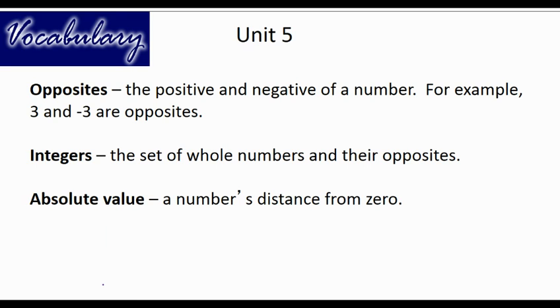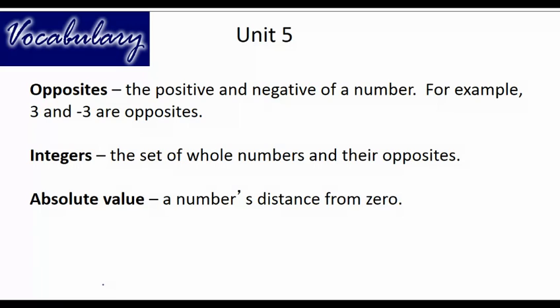Okay, so we're starting a new unit on negative numbers. We got a few vocabulary terms we're going to learn here. First is opposites. Opposites are the positive and negatives of a number. For example, 3 and negative 3 are opposites. So if I say, what is the opposite of 3, it would be negative 3. If I said, what is the opposite of negative 3, it would be 3.